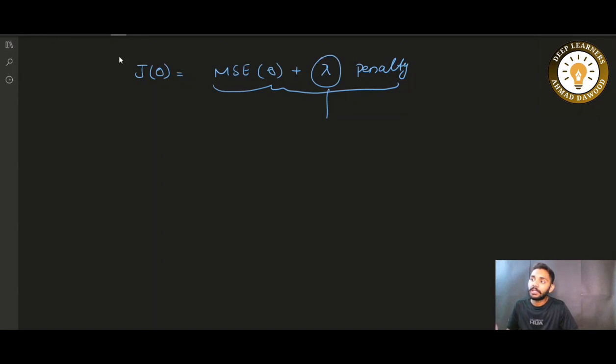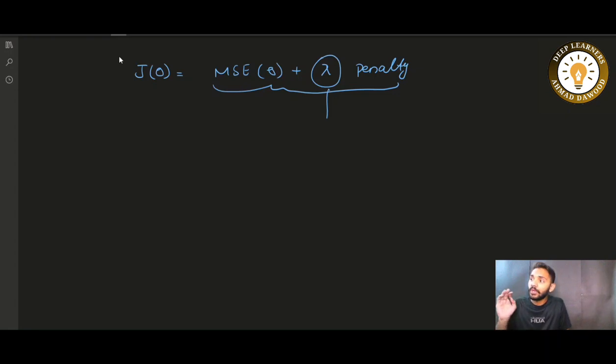I have told you that without regularization, during the training process, our algorithm is trying to find the parameters where the mean square error is minimum, no matter how large the parameter values become. So if we want to control the parameter values, or coefficient values, during training, we have to penalize the cost function that we previously had. That's why we have added a penalty.